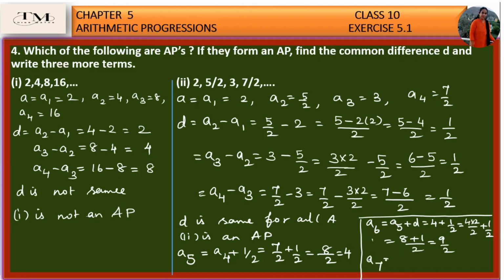Next A7. A7 is A6 plus 1 by 2. What is A6? It is 9 by 2 plus 1 by 2. So 9 plus 1, 10 by 2, which is equal to 5. So I am writing here. So the next three terms are 4, another term A6 is 9 by 2, another term is 5. So this is the next three terms. Okay. I hope you can understand this problem. So let me move on to the next one.